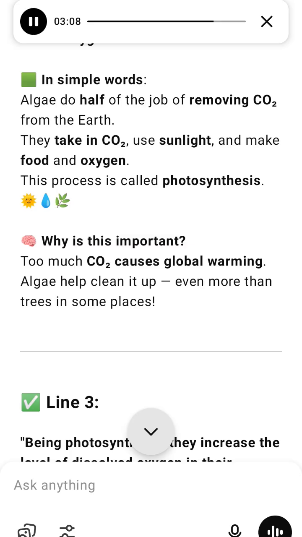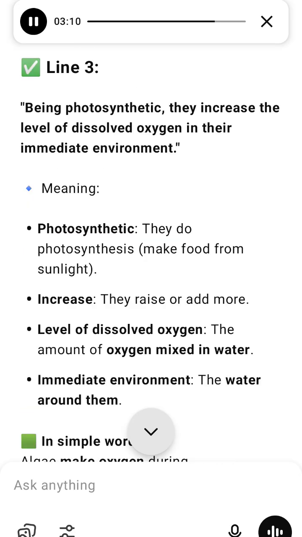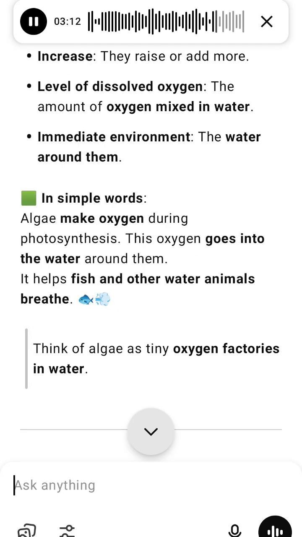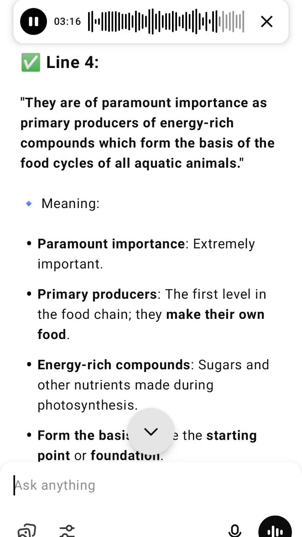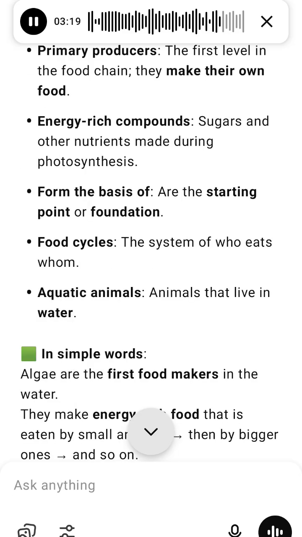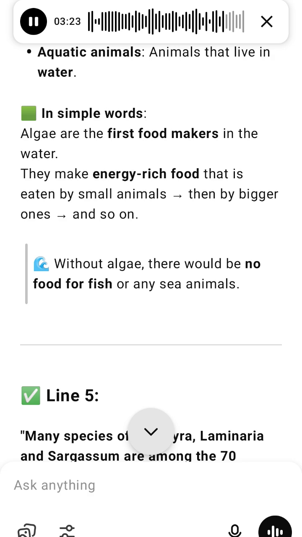3. Algae are the first link in the aquatic food chain. Algae are called primary producers, which means they are the first source of food in water. Tiny animals, like zooplankton, eat algae, fish eat those animals, bigger fish or birds eat them, and so on. So, algae are like the base or foundation of all food in lakes, rivers, and oceans.